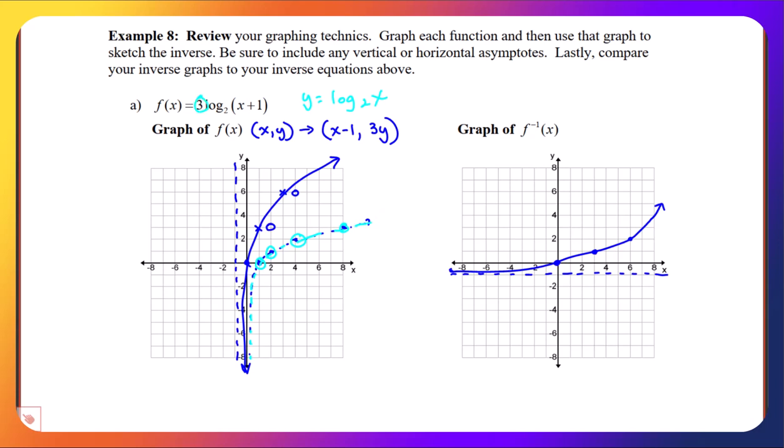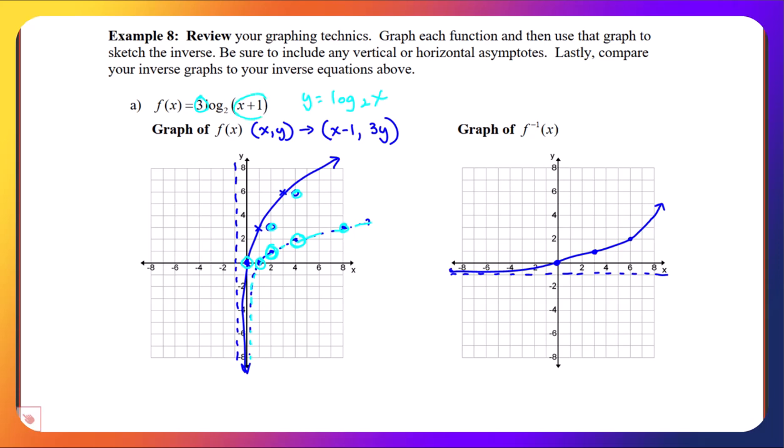We see that we're going to multiply the y values by 3. The y value here is 0. Multiplied by 3, it's still 0. The y value here is 1. Multiplied by 3, we get 3. The y value here is 2. Multiplied by 3, and we get 6.